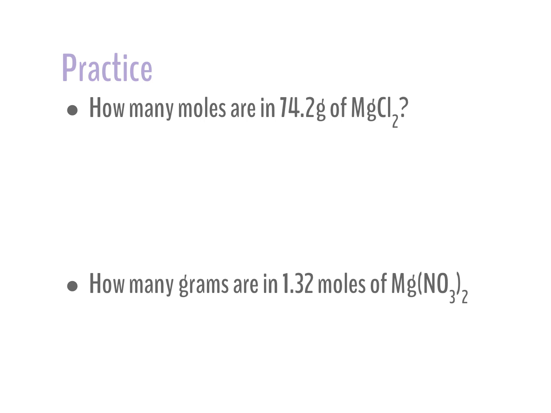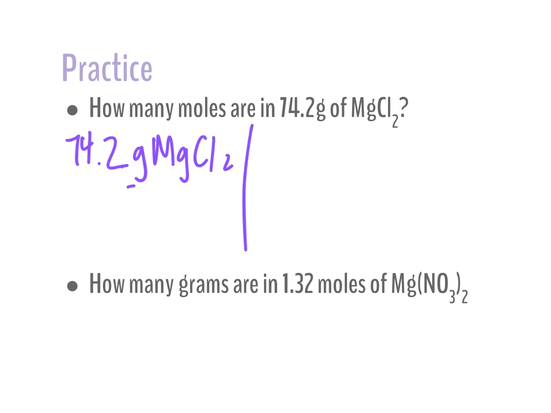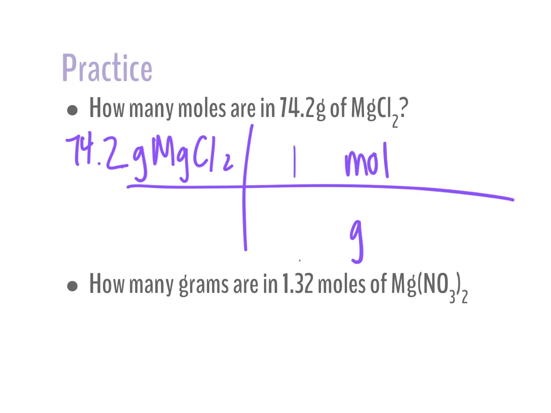I'm always going to start with what I know. 74.2 grams MgCl2. We're going to go grams to moles here. What does moles always get? The 1. Good. I couldn't tell what you were saying. And then with grams is always going to go molar mass. So I'm going to calculate the molar mass of MgCl2.